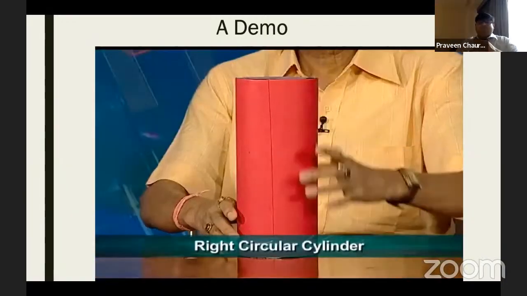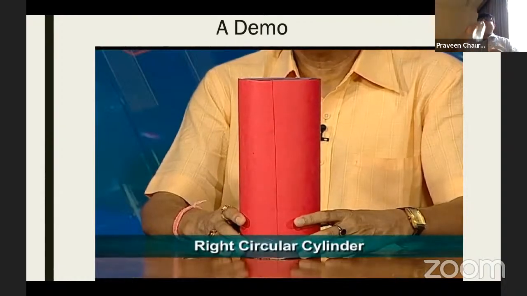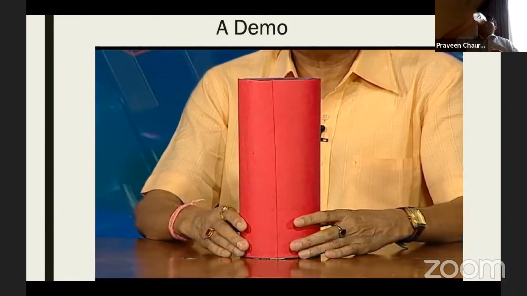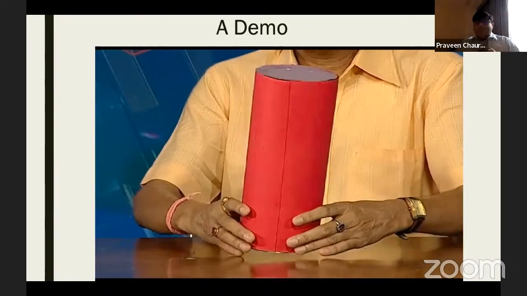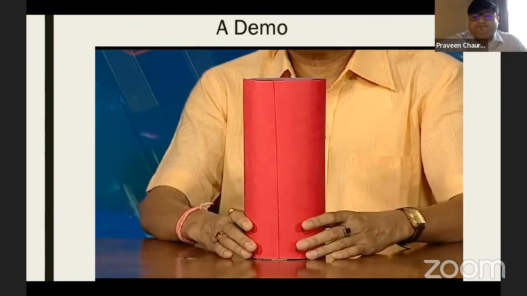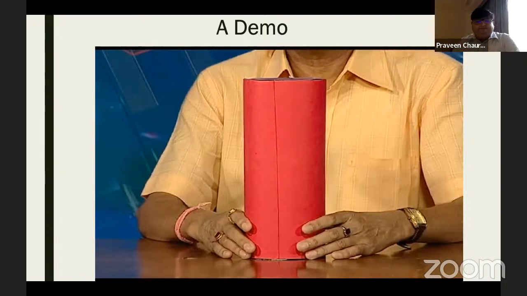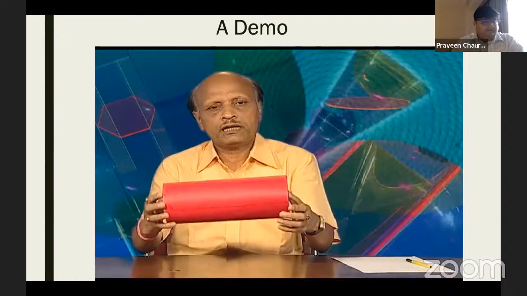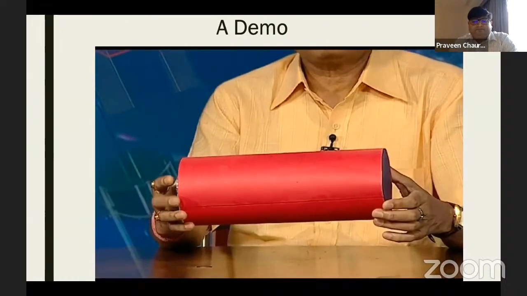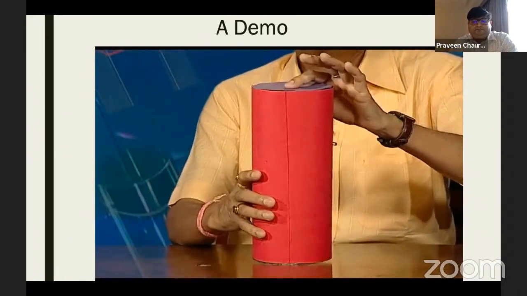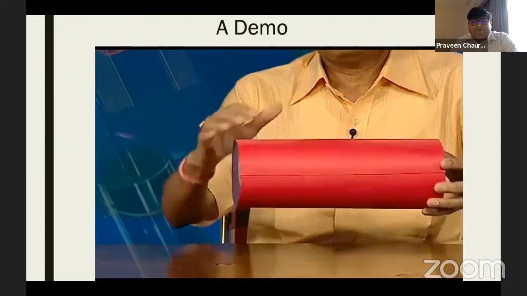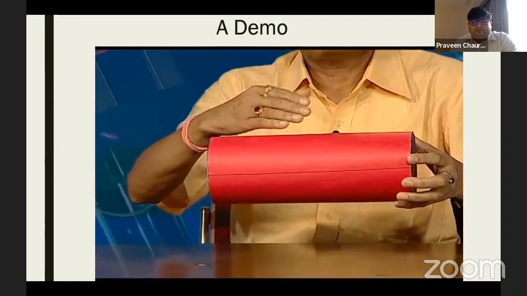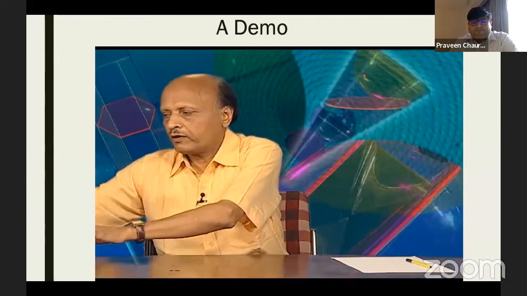Take a right circular cylinder. This is a right circular cylinder, which is an object in 3 dimensions. So how to convert this physical situation into mathematics? This is our main target. So take an object, which is a cylinder having 3 parts: the upper part, the lower part, and the curved part. How to convert this curved part is a very difficult problem.